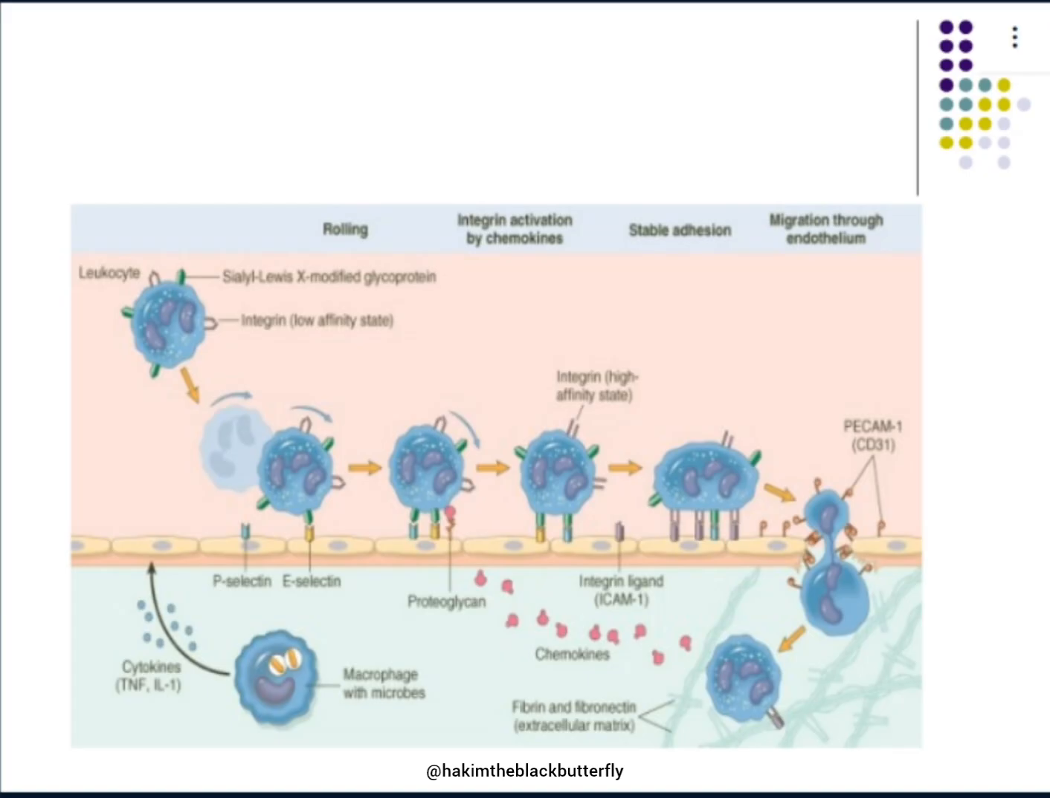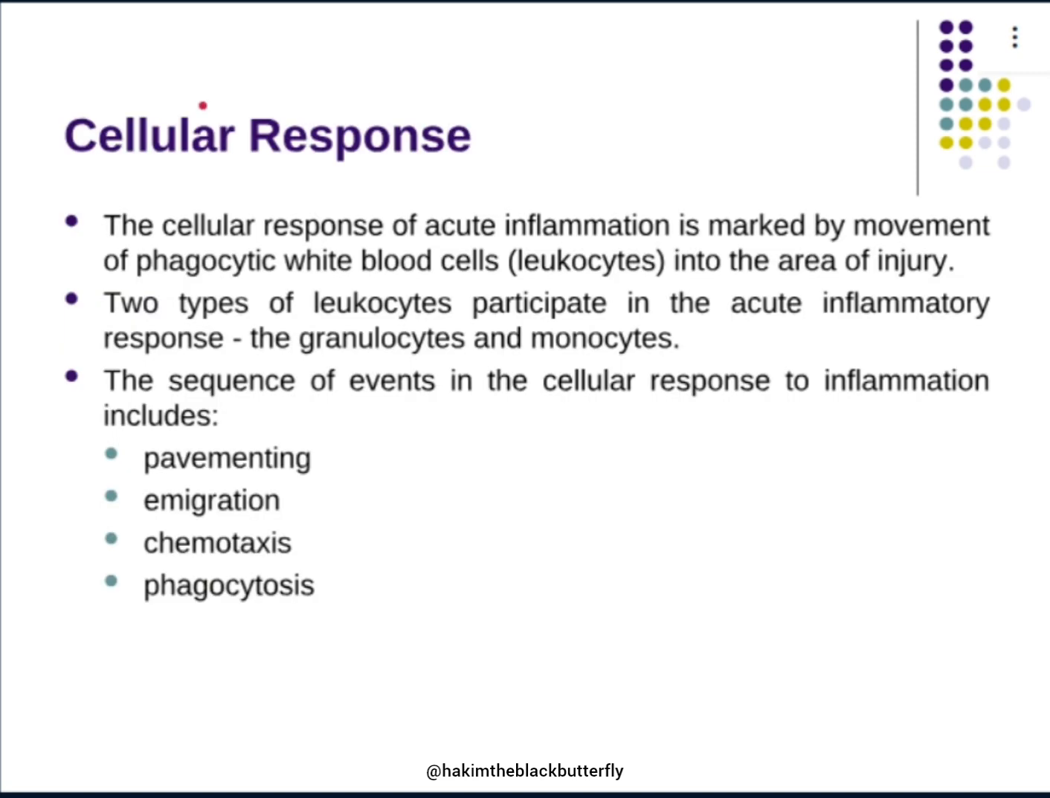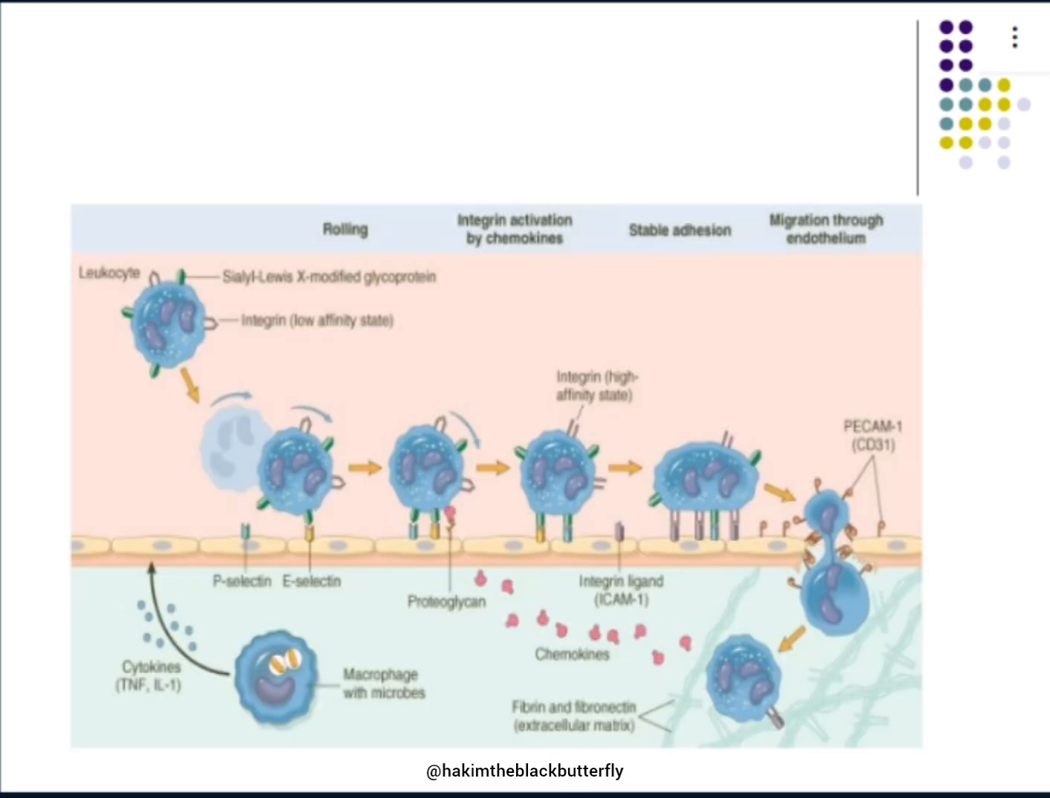Then the cellular response that follows the vascular response. Pavementing, I told you what it is. Cells migrate from inside the blood vessel to align along the endothelium. They emigrate, they move out. When they move out, they are called to the area where the injurious agent is by a process called chemotaxis, where the inflammatory mediators are calling them. And then there is phagocytosis, where these phagocytes go, engulf the injurious agent and eat it up if they can.